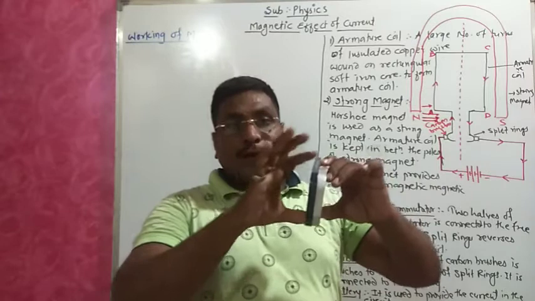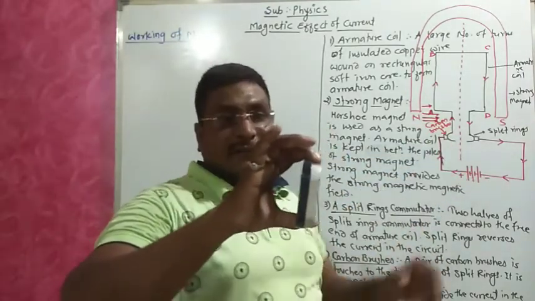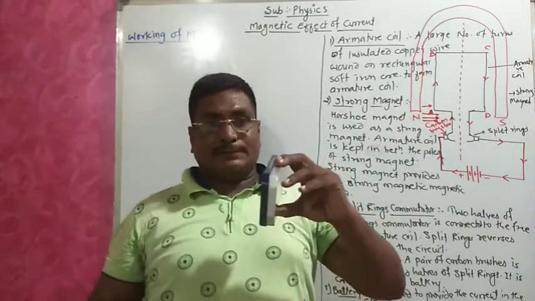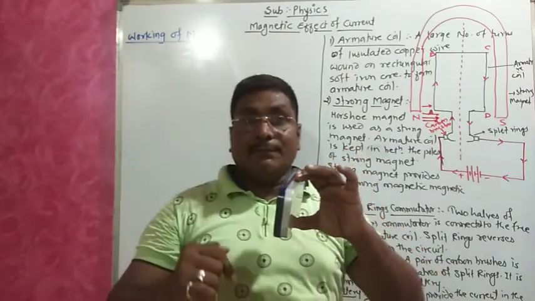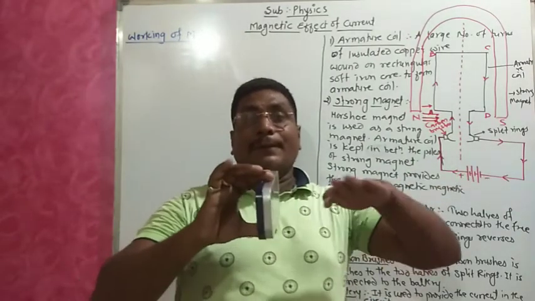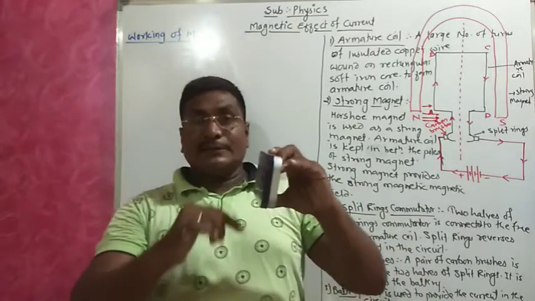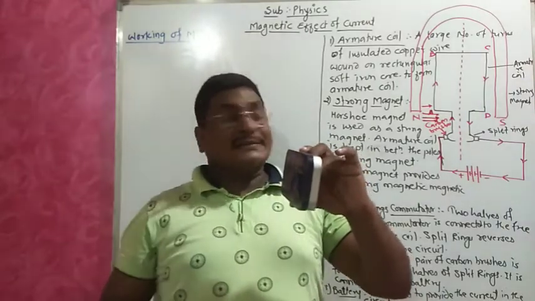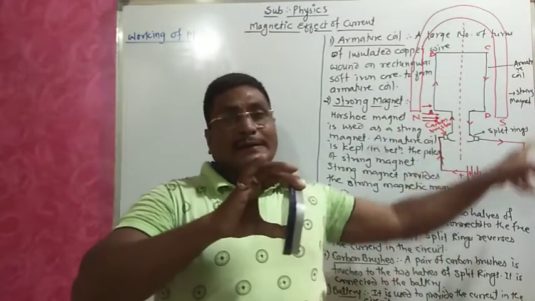then the contact of carbon brushes, the carbon brushes will come in the gap of the split rings. So what will happen? The carbon brushes will come in the gap of the split rings and it will break the circuit. So when the circuit is broken, what will happen? It stops the current in the circuit.